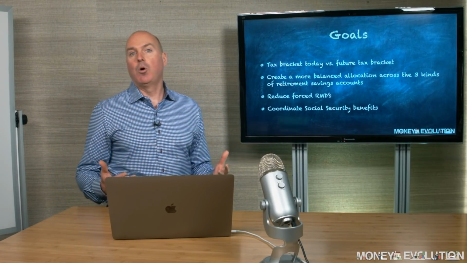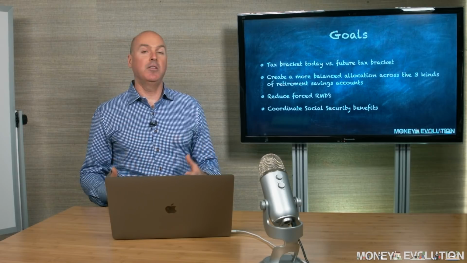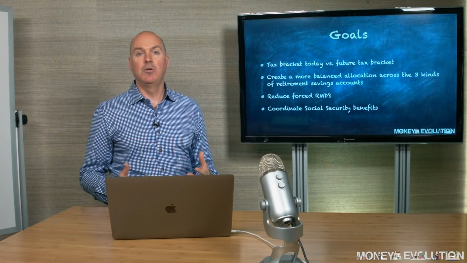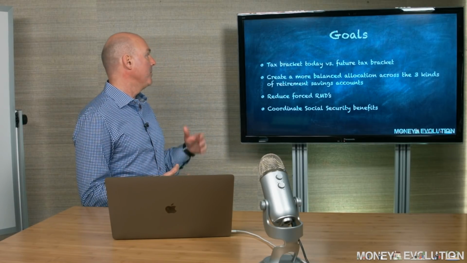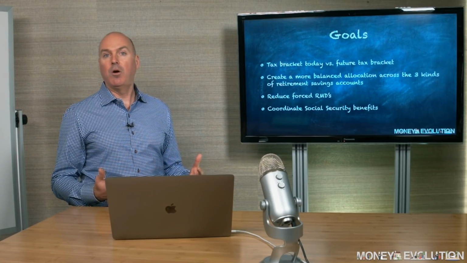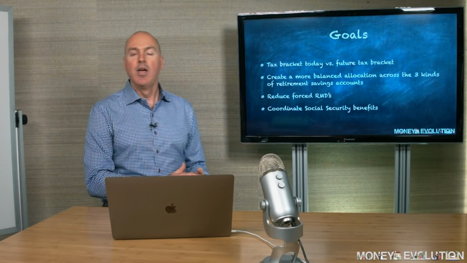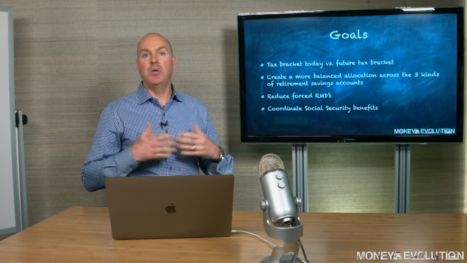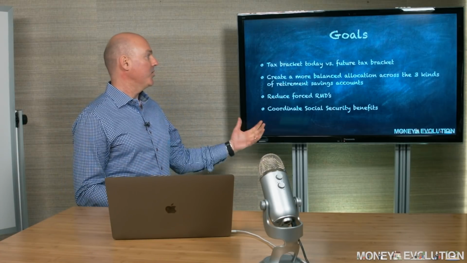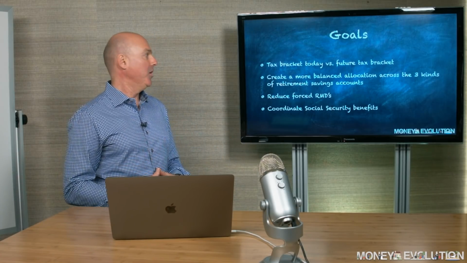So let's talk about some goals that we have for the case study here. And these are some goals that you might want to keep in mind too as you're putting together your tax plan. First of all, like I said before, one of the most important things to understand is what your tax bracket is today versus what that tax bracket is going to be in the future. And forecasting that or getting some ideas is probably the most important thing to know as you're putting together this tax strategy.